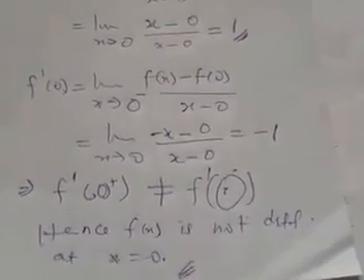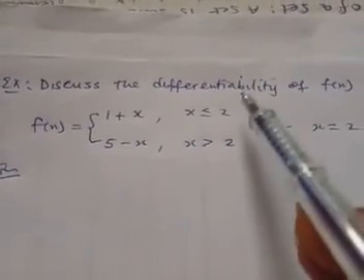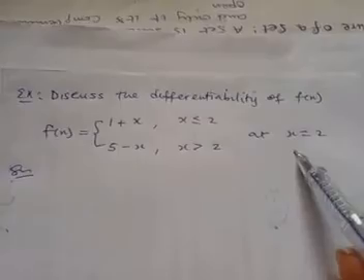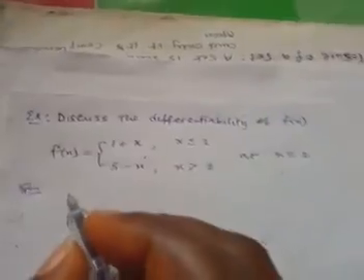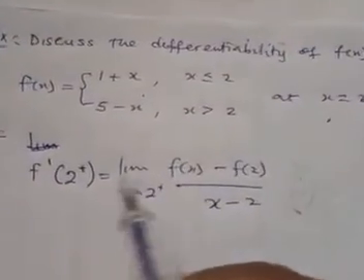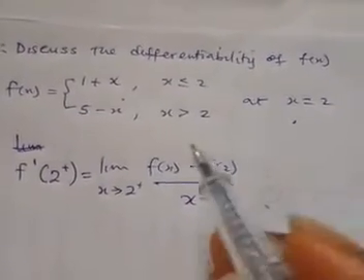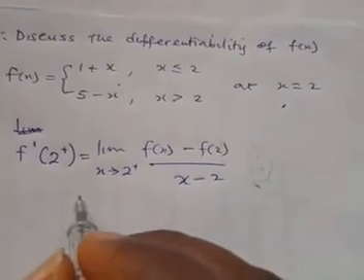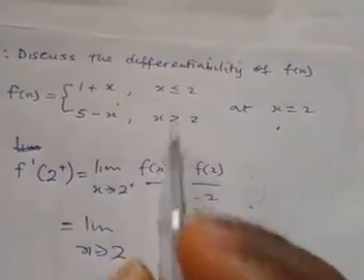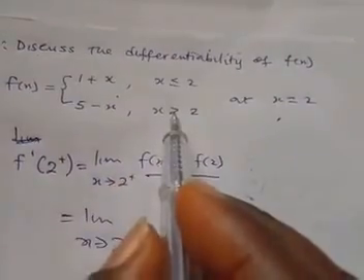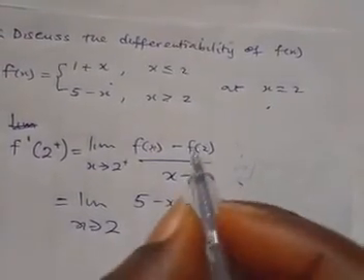Let's consider another example. We have to discuss the differentiability of this function at s equal to 2. This is the function. The first thing is we need to write the derivative formula out, and that is this. First consider the right-hand differentiation, and then the left-hand. Since you have a limit there, we are following the limit. Now this gives me, as s tends to 2 from the right, that is 2 plus, we have 5 minus s minus f of 2.